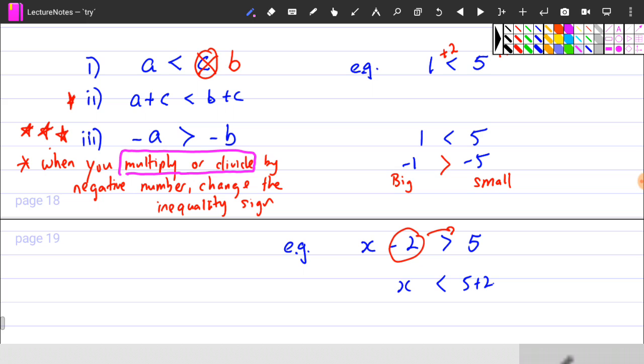In this example, did you multiply by negative 2? You plus 2. Plus 2, will you change any sign? No, don't ever change the sign. Follow?